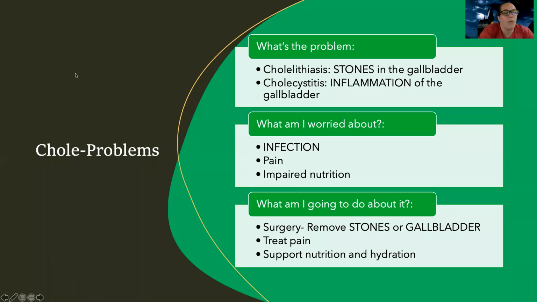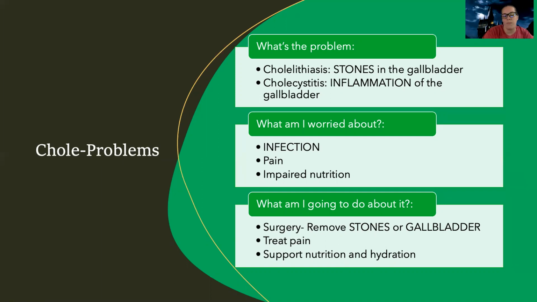So how about coli problems? The two coli problems we talk about are cholelithiasis and cholecystitis. When you see lithiasis, always think stones. Since it's cholelithiasis, it's stones in the gallbladder, whereas cholecystitis is inflammation of the gallbladder. The difference is that with cholelithiasis, think more like blockage, and with cholecystitis, it's more of an inflammation, infectious process. So I'm going to be most worried about infection for cholecystitis. For cholelithiasis, I'm going to be more worried about blockage.